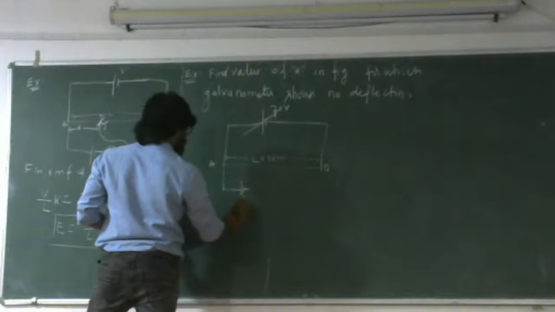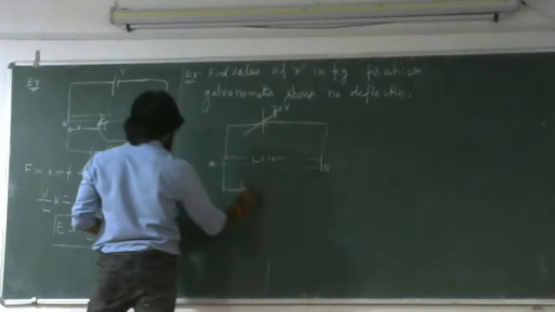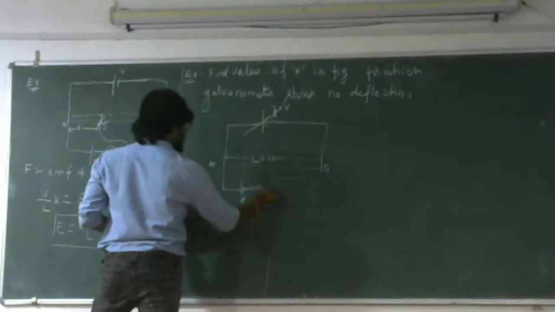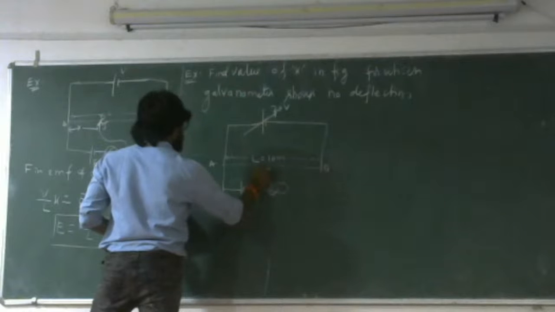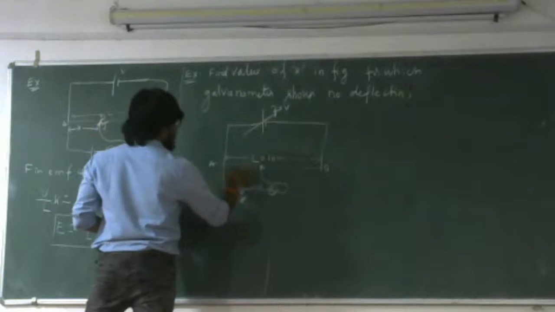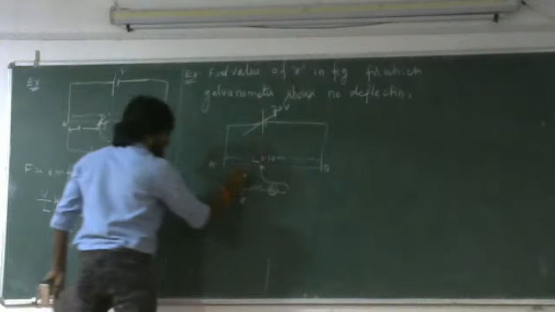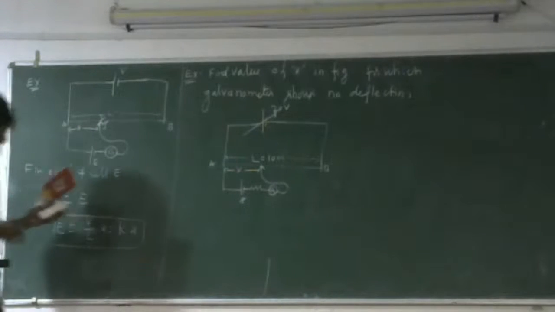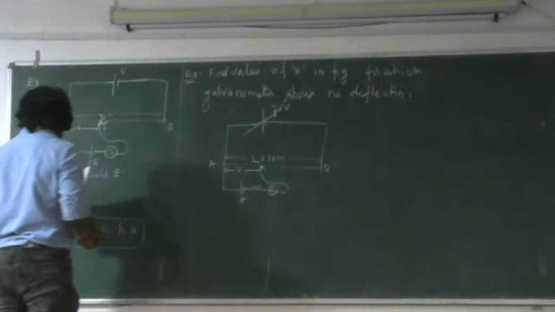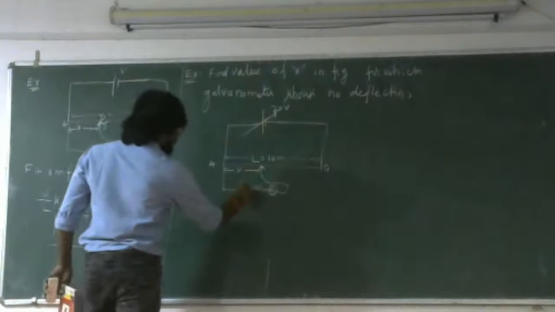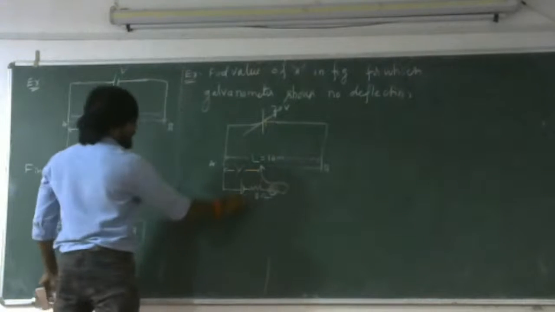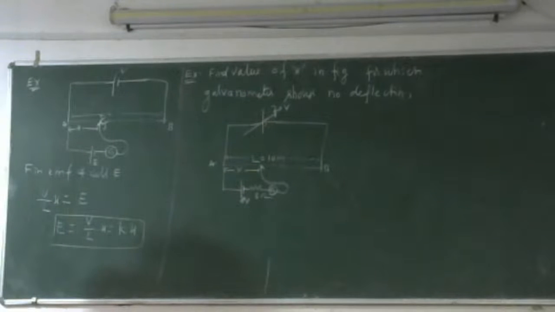This is further connected to a cell of EMF 8 volts, and it has an internal resistance, some resistance, and it is further connected to a galvanometer, so that this gives the balancing length at a distance of x from A, from the left side. So let us consider the cell of 8 volts having some internal resistance, something like that. This is 8 volt. Okay. So how do we find x?